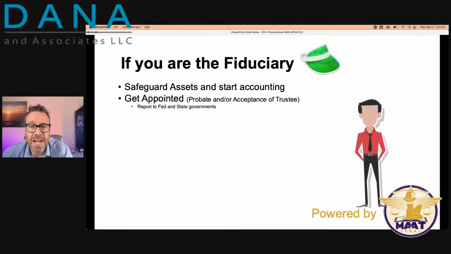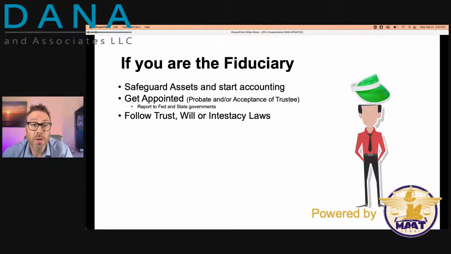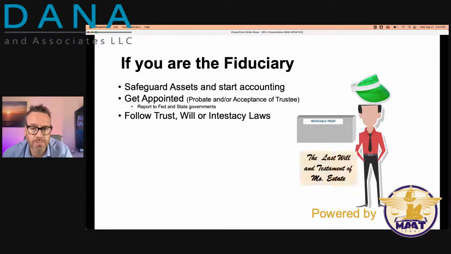You'll probably need to get a tax ID number for these things. They may have been acquired beforehand, depending on the type of trust. But with the regular revocable trust, it does not get a tax ID while it's being managed by the trust creator. So after the trust creator or creators, if it's a married couple, after they both pass away, then a tax ID number will need to be created. All right, so once you get appointed, then you follow the instructions. You follow what the trust or will says or the laws of intestacy.